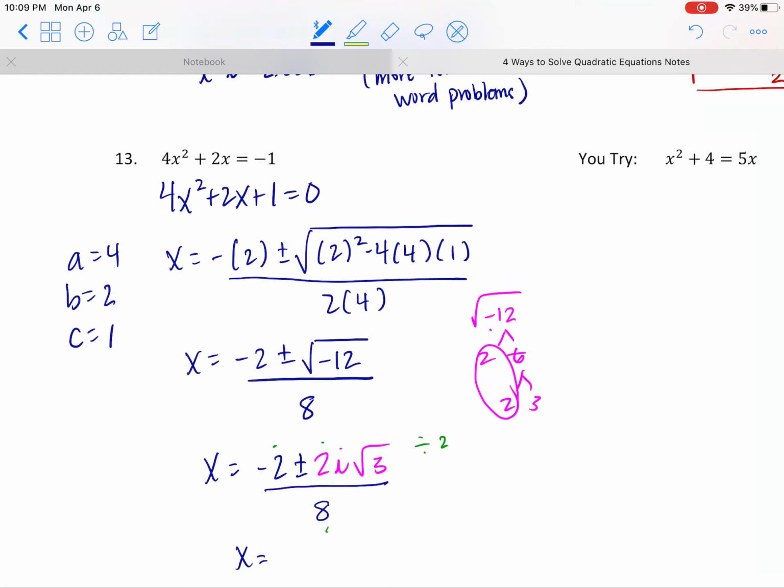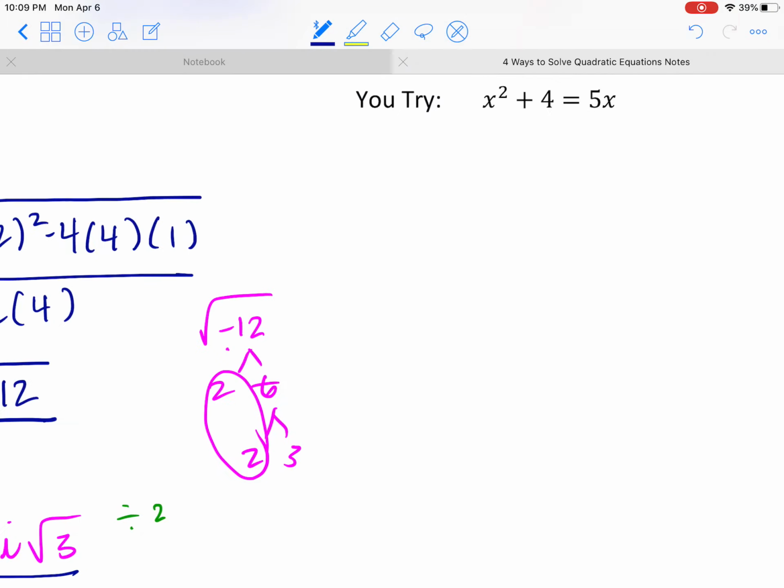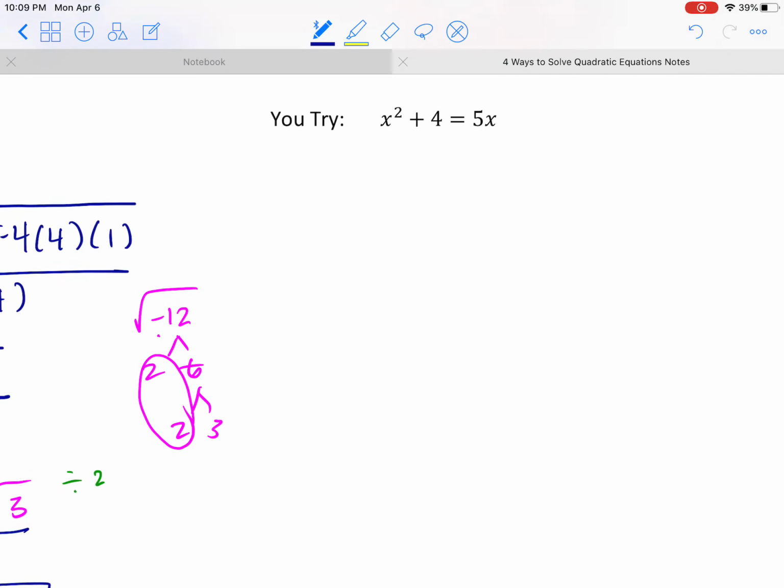And now the 2 and 2 and 8 have a 2 in common. So I'm going to reduce by dividing by 2, which makes my final answers x equal to negative 1 plus or minus i radical 3, all divided by 4. Not pretty, but those are my imaginary, complex, actually, solutions.